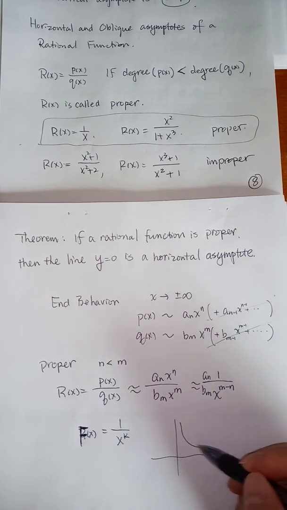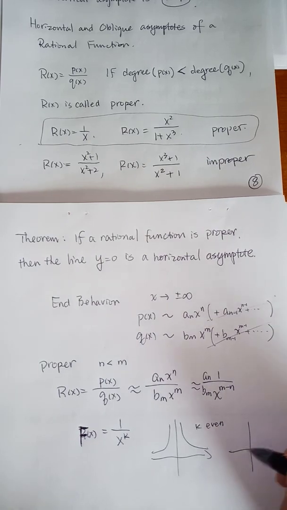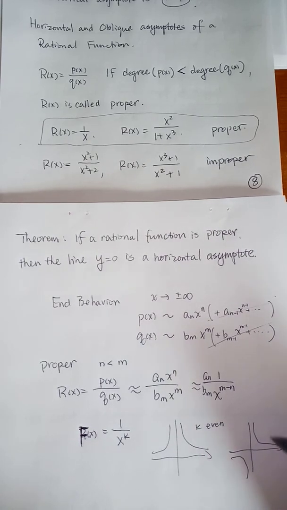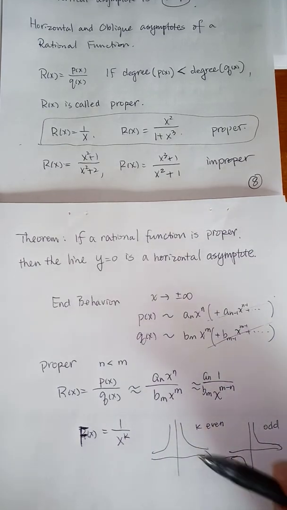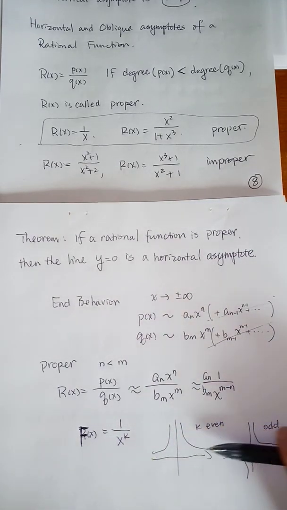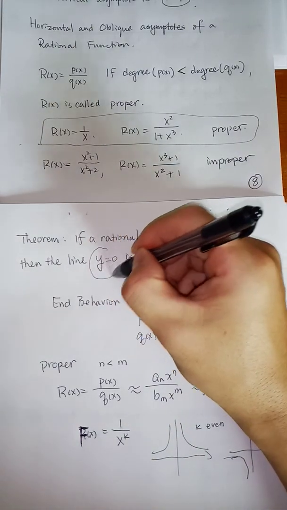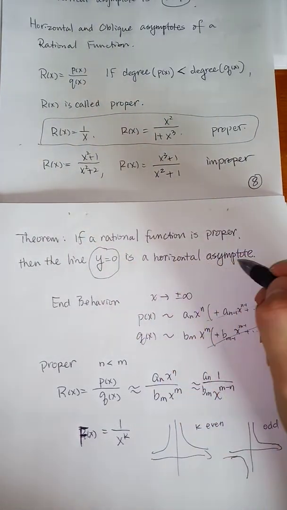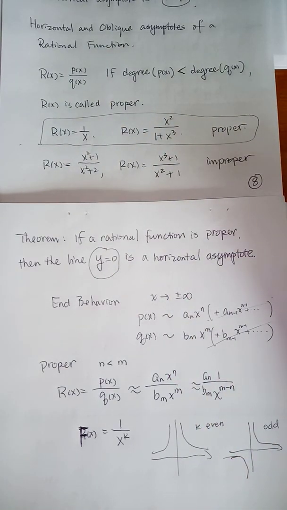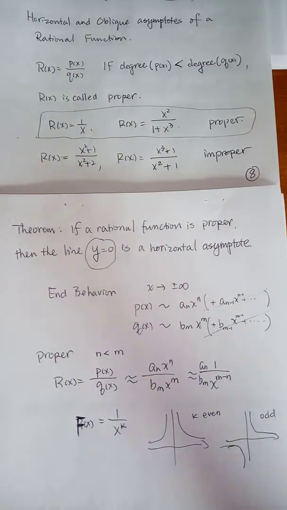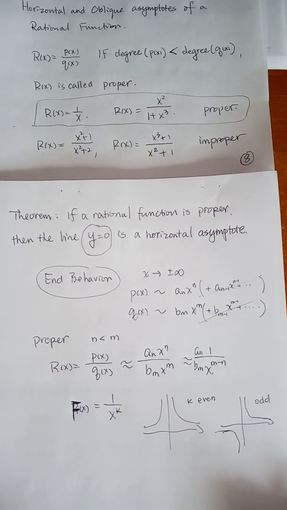If k is even, it's like this. If k is odd, it's like this. But either way, you will see the horizontal asymptote is y equal to 0. That's the reason we say one horizontal asymptote, actually the unique one. This is the end behavior.